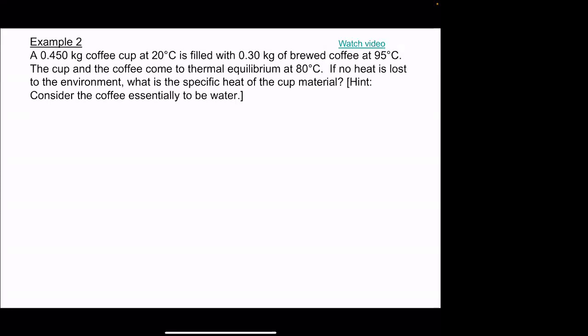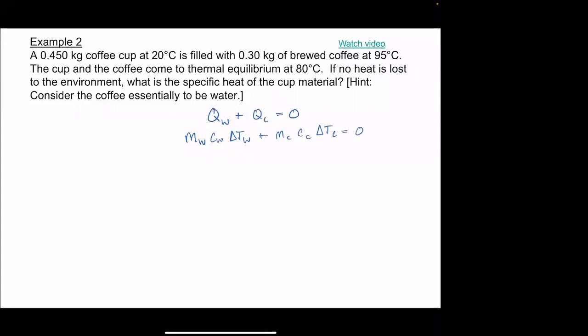All right, so we have a cup and a coffee. So the heat of the coffee, which is essentially water, plus the heat of the cup equals 0. One gains, the other loses. So this is telling us the mass of the water times the specific heat of water times the change in temperature of the water, plus the mass of the cup times the specific heat of the cup times the change in temperature of the cup equals 0. Do you follow me? Does anybody have anything to clarify?